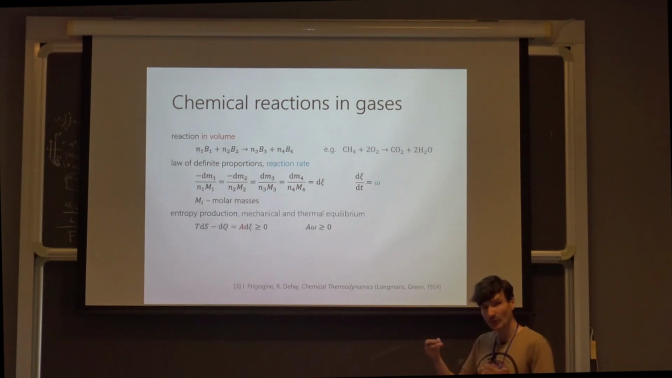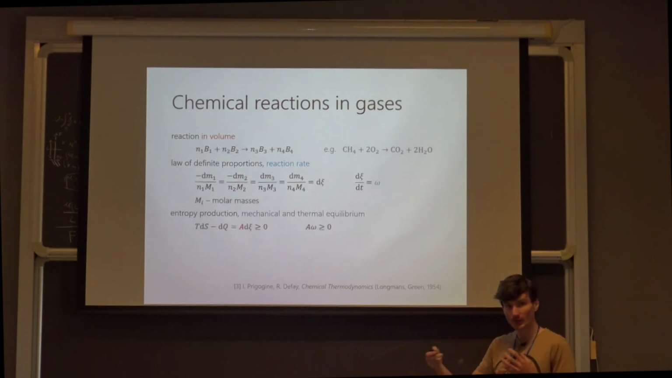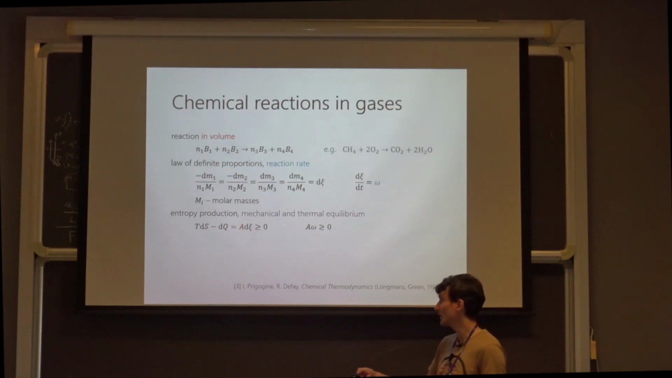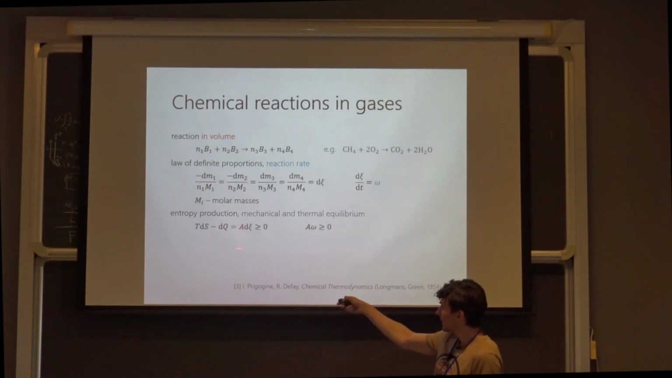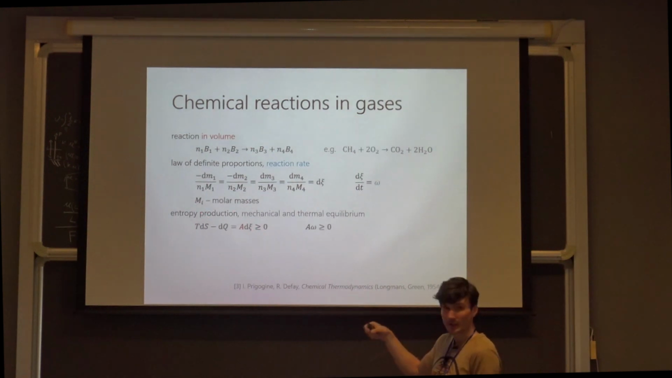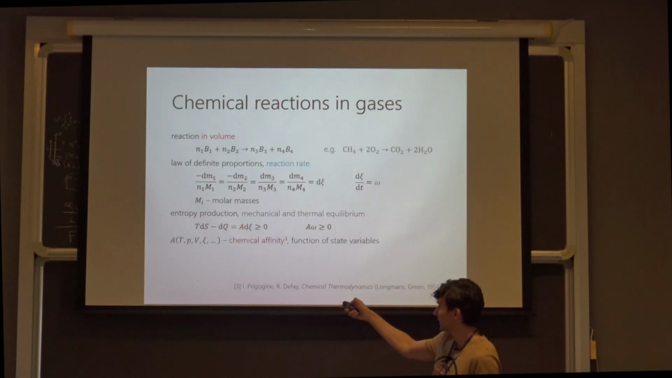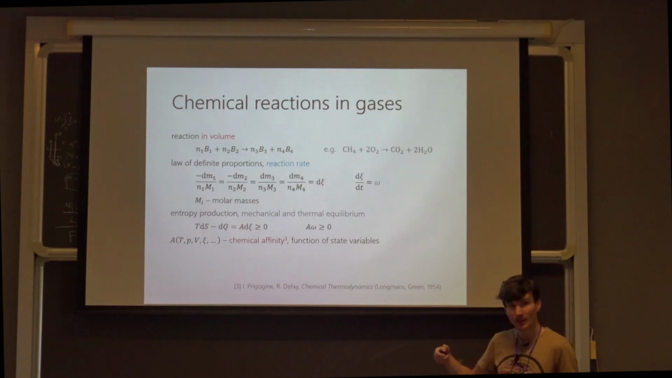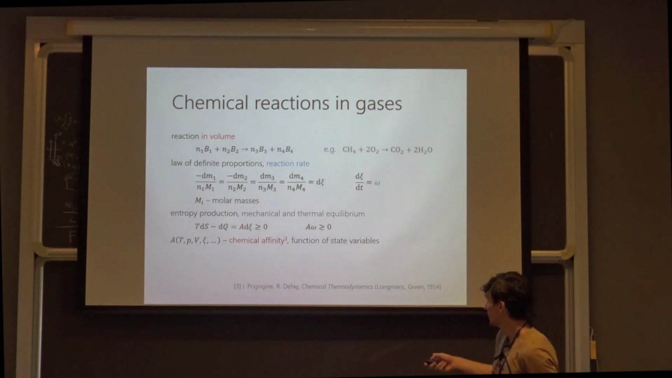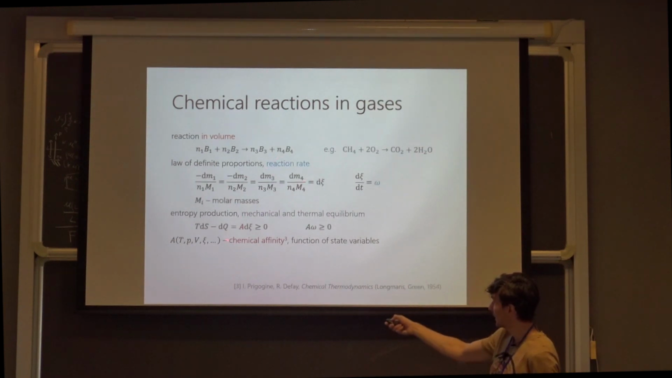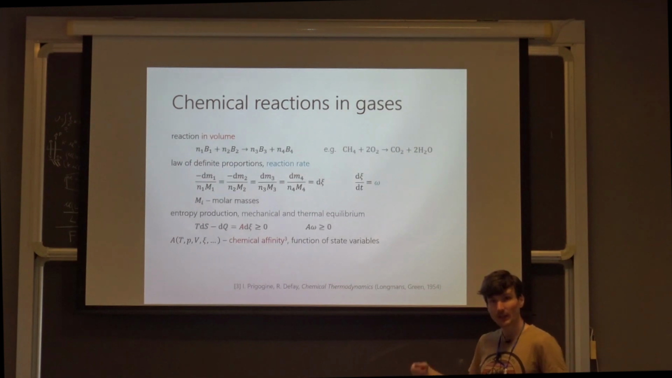So then in case of mechanical and thermal equilibrium, the only changing thing in our system thermodynamically is this reaction coordinate, this reaction extent. So it means that the amount of entropy produced, which is temperature times the change in entropy minus the heat supplied to the system, would be proportional to this infinitesimal change of the reaction extent. And this proportionality coefficient A in front of it is called chemical affinity. And it's a function of state variables. So thus, in classical thermodynamics, I introduced two things: the reaction rate and the chemical affinity. And they are typically linked by a constitutive law.